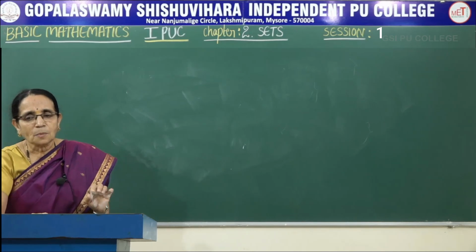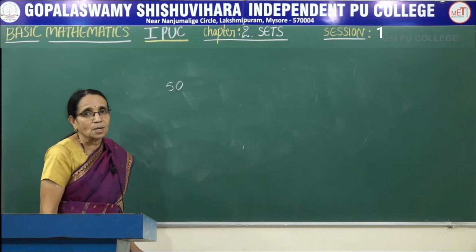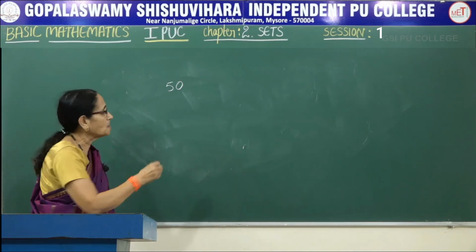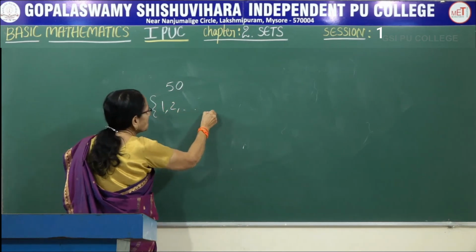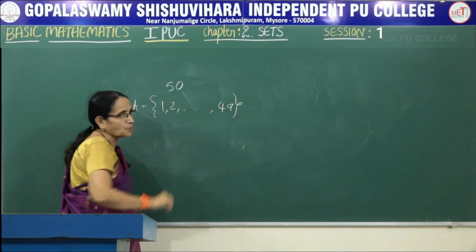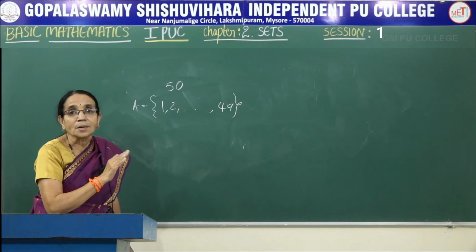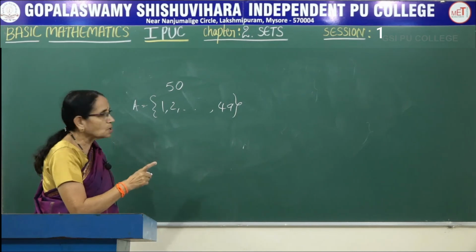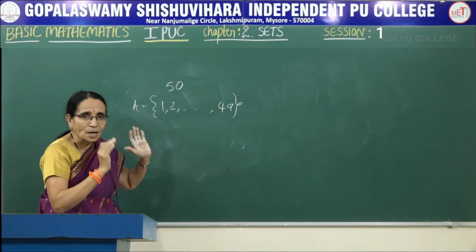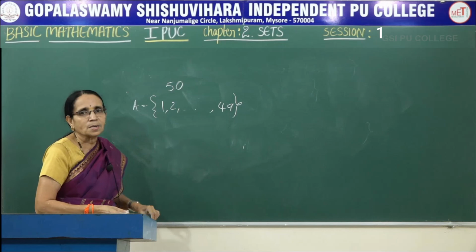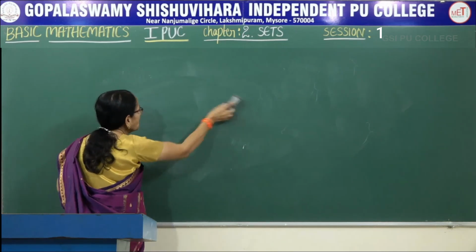Next, suppose I take the number 50. The collection of natural numbers less than 50, what you can write is starting with 1, 2, etc., up to 49. Strictly less than 50, I am saying. We can call it a set because all of them are natural numbers. We don't have any other number here. All of them are natural numbers only. Therefore, we can call it a set. So it is a collection which can be considered as a set.